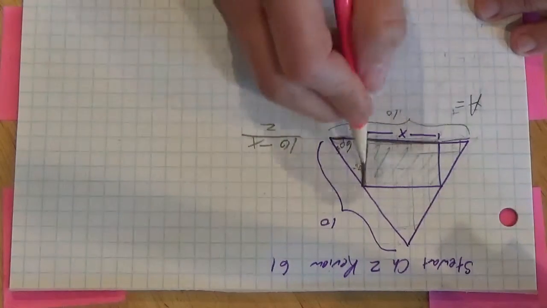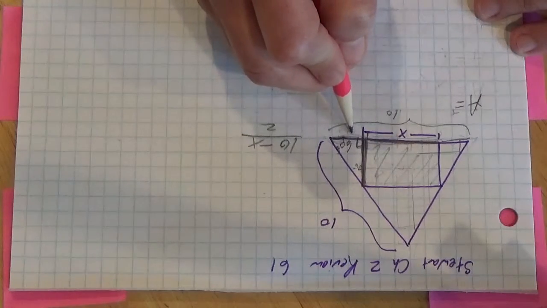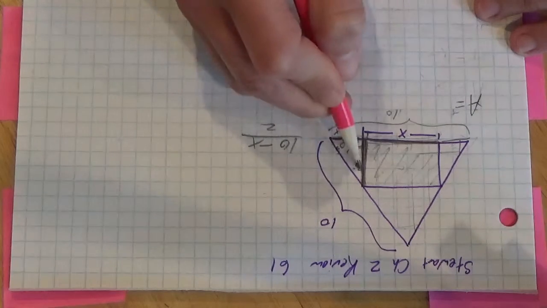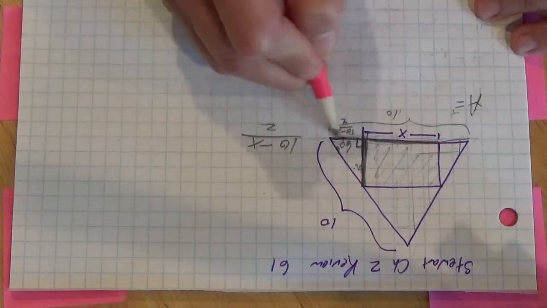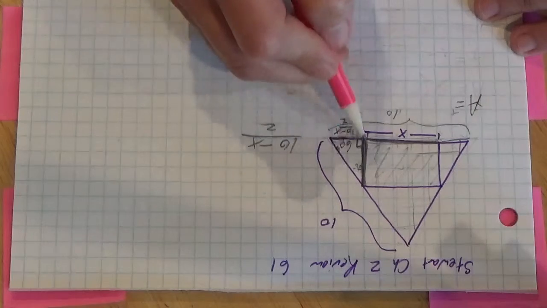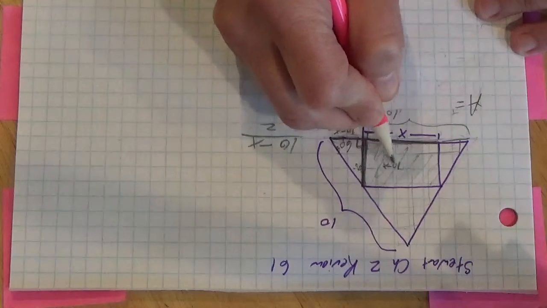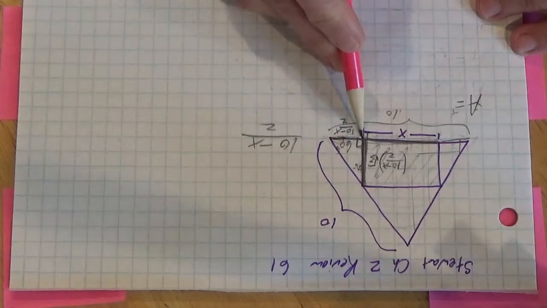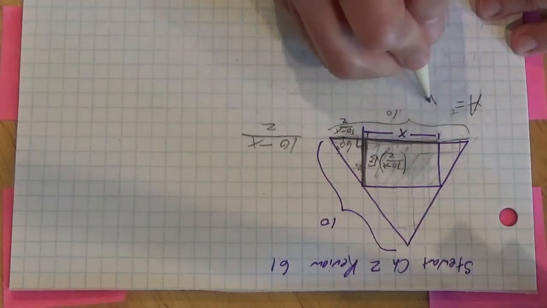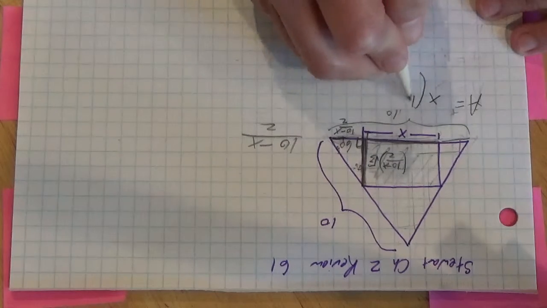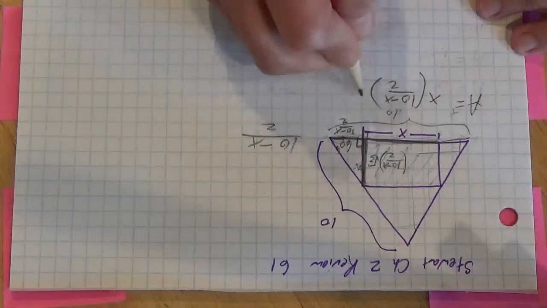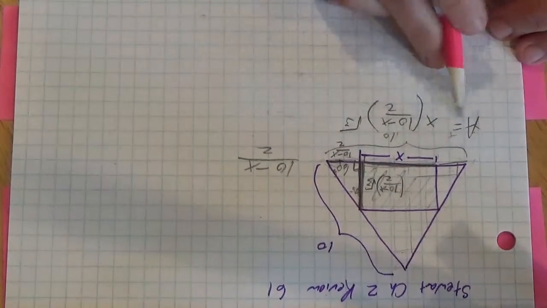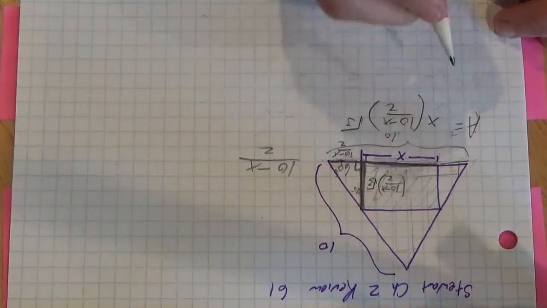So this little part here is 10 minus x divided by 2, and that's the shorter leg of this 30, 60, 90 triangle. So the longer leg is 10 minus x over 2 root 3. So that's the height. So my area is the base, which is x, times the height, 10 minus x over 2 root 3. Excellent. So we have a formula for area all in terms of x.